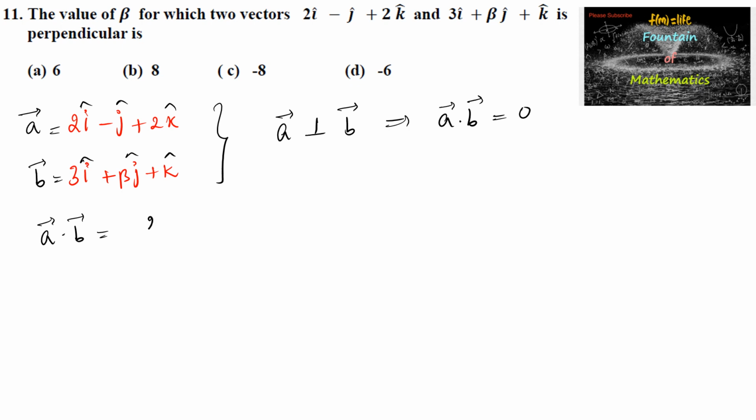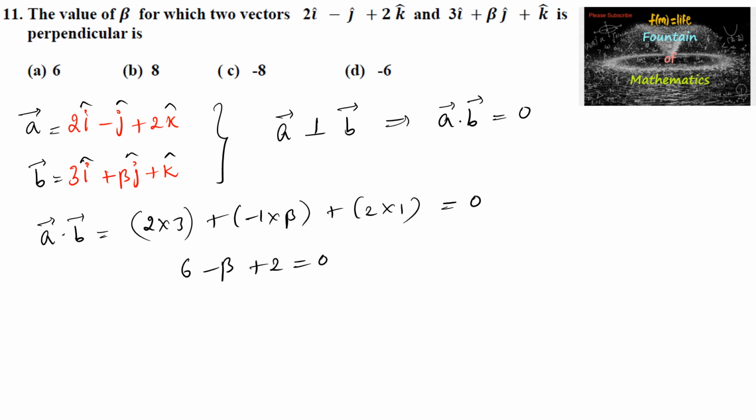So we can write 2 times 3 plus (-1) times beta plus 2 times 1, which is equal to 0. That is 6 minus beta plus 2 is equal to 0. 8 minus beta is equal to 0. So beta is equal to 8. So we can say that the value of beta is 8, which is option B.